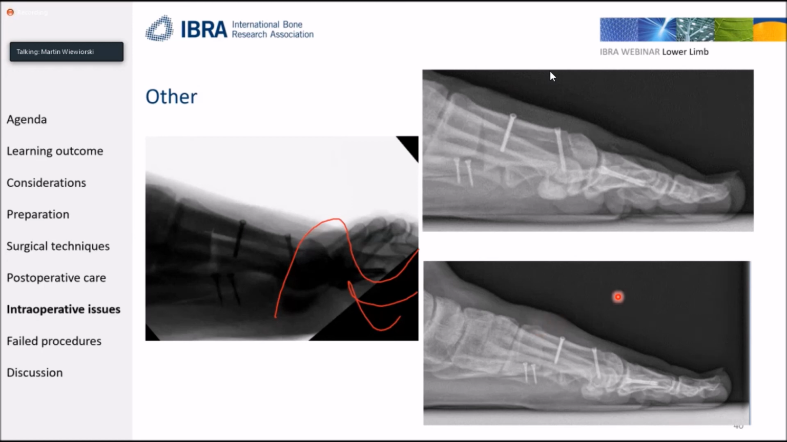I restricted his working and sports activities for another 6 weeks, or a total of 3 months after surgery.